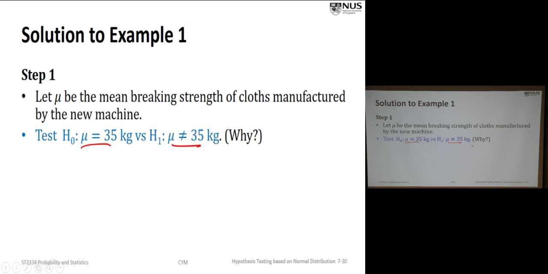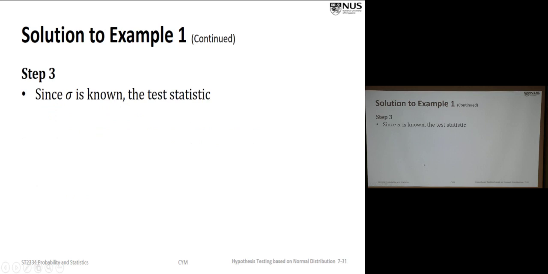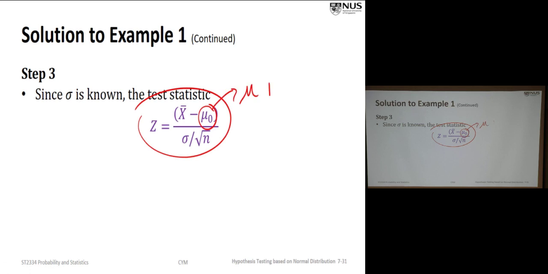It's important that you specify what you mean by mu. You cannot just write down H naught: mu equal to 35 without saying what mu is. Mu is the mean breaking strength of the cloth manufactured by the new machine. I try to break it into steps, because it helps you understand the process. So this is the hypothesis, and we set alpha equal to 0.05. If it's not stated in the question, you pick your significance level. Then, sigma known, the test statistic is this one. Remember, this is the mu under the null hypothesis.